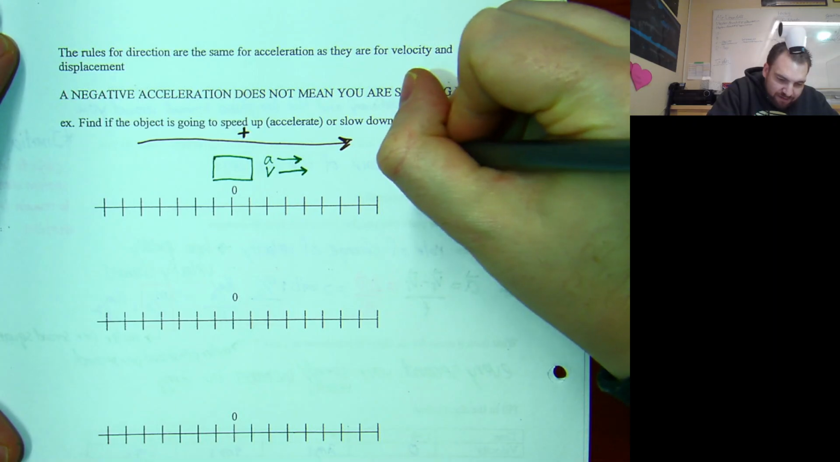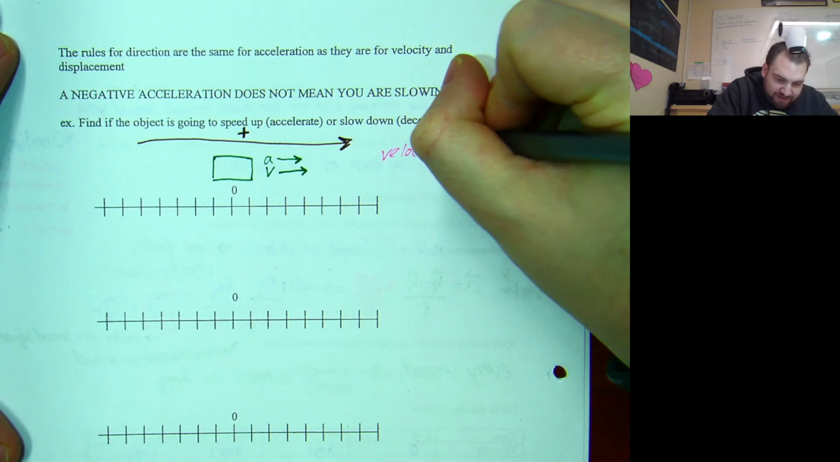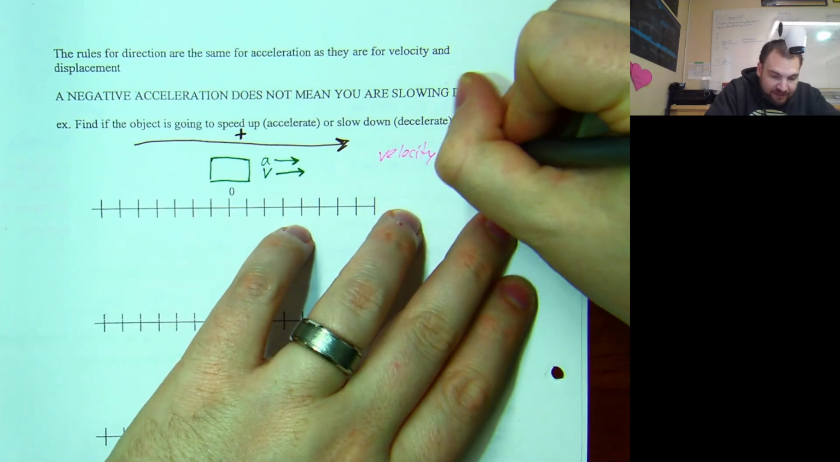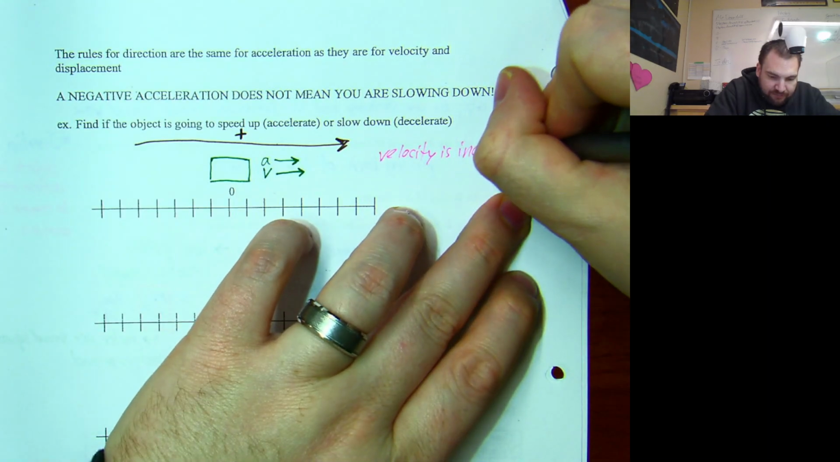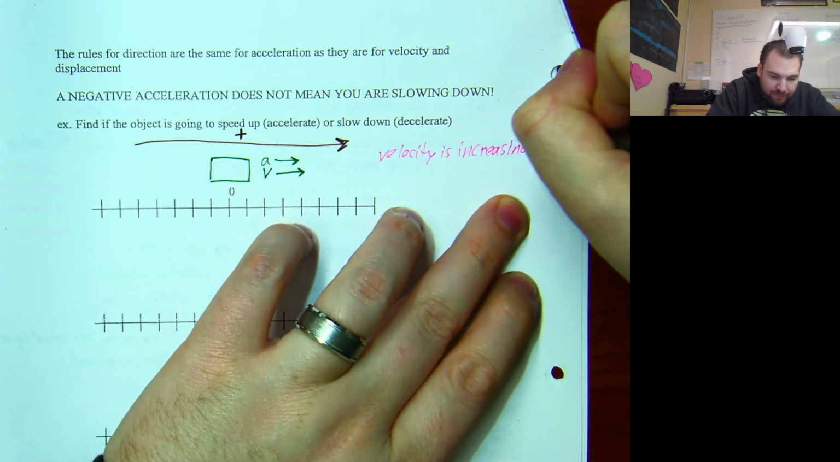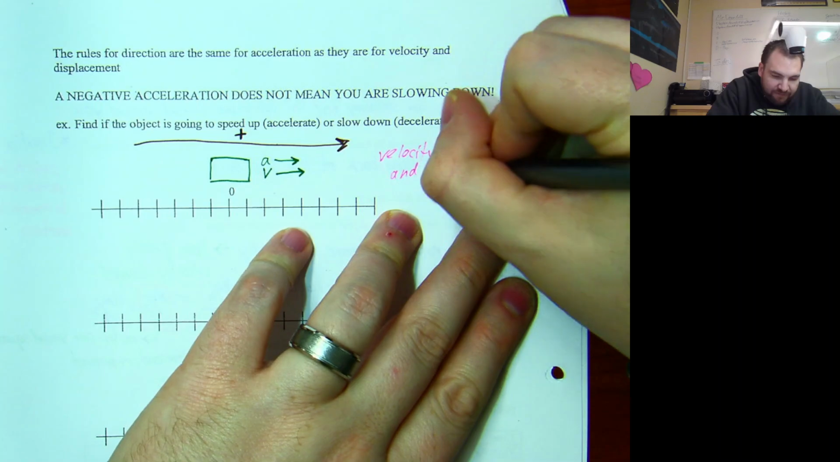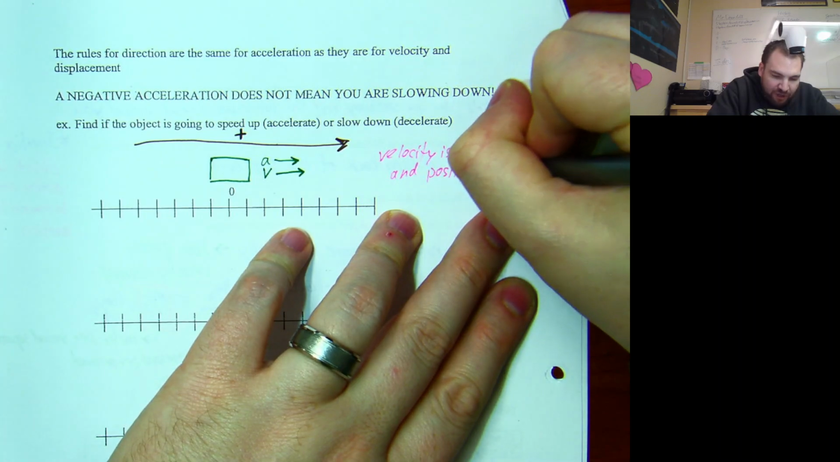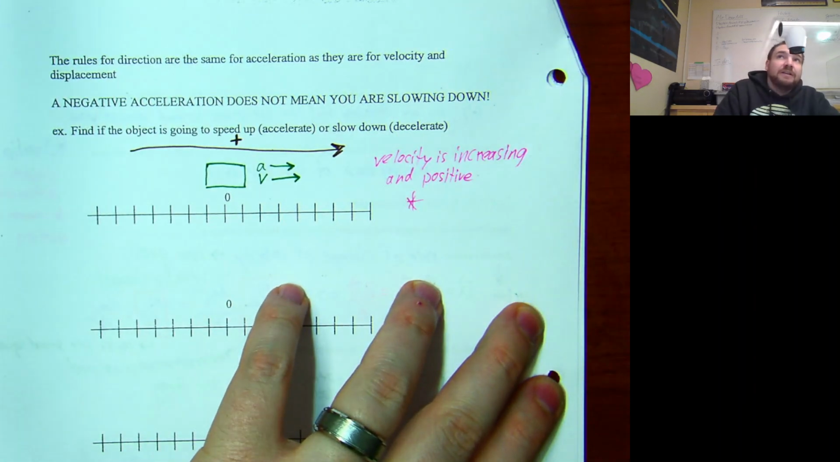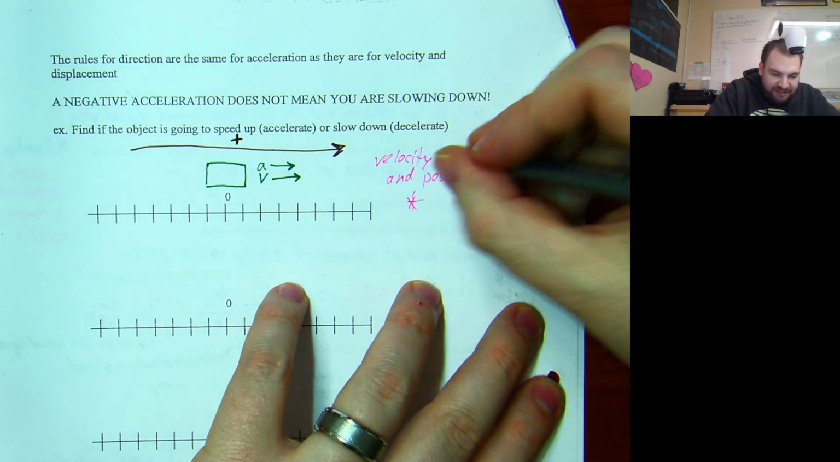So velocity, we can say velocity is increasing and positive. If it's increasing and positive, we could say in more common language, this thing is speeding up.